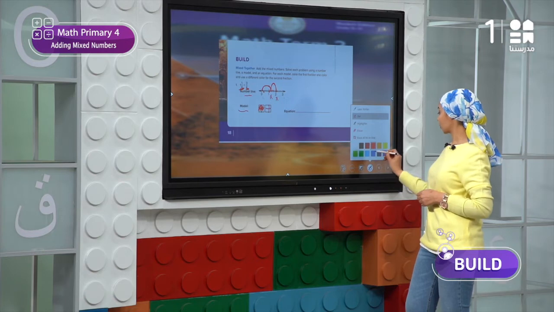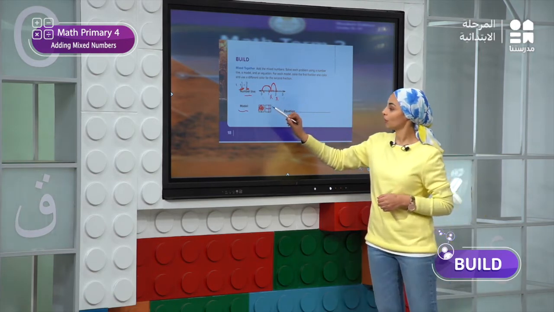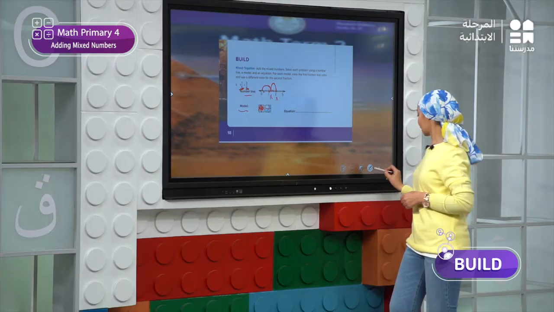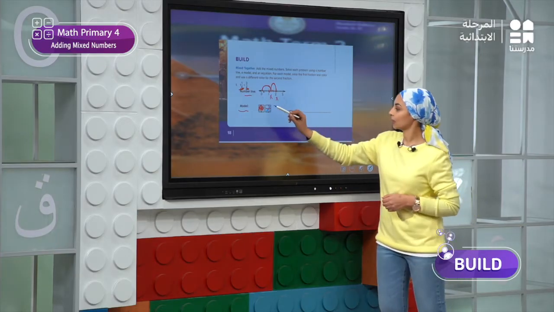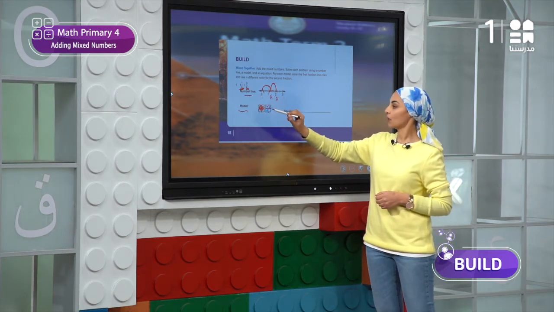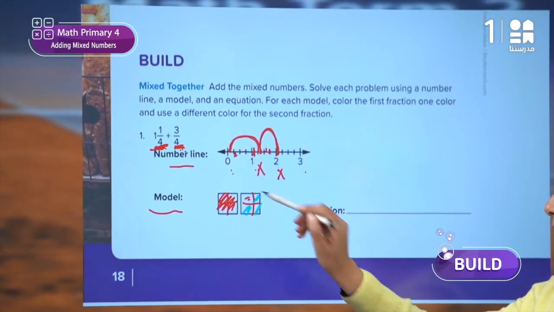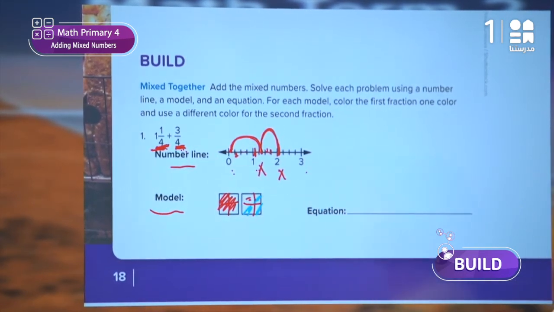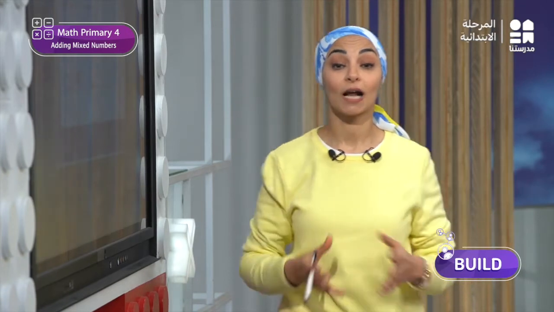I will color it with a different color, which is blue. So I will make 1, 2, 3, and this part I must color in red. Okay, so again, the first one, 1 and a quarter, I colored in red, and 3 quarters I colored in blue. So the total colored parts, what do we see the colored part is?